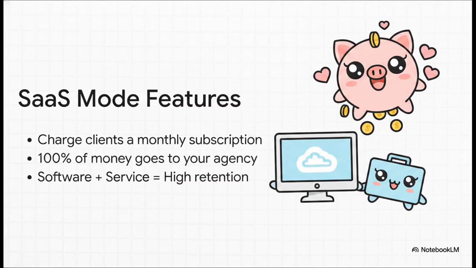Once you white label the app, you can charge your clients a monthly subscription just to use it. And here is the truly fabulous part. 100% of that subscription money goes straight into your agency's bank account. You aren't just selling your time anymore, you are actually selling a software product. Combining this rebranded software with your fabulous service expertise is the ultimate way to build recurring revenue. Because think about it, when a client relies on your software to run their business, plus your expertise to manage it, your client retention is going to absolutely skyrocket.